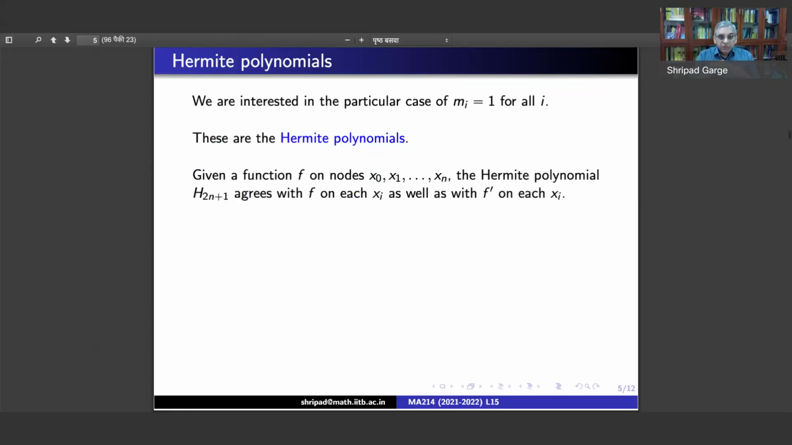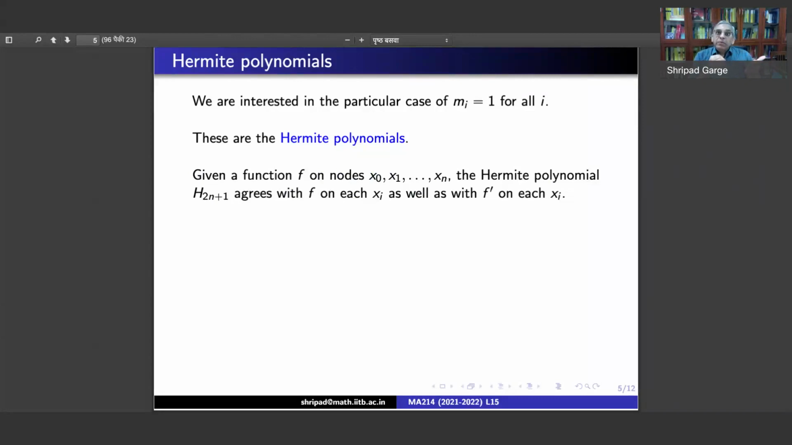So what we are going to get is that given any function f on these n plus 1 nodes, the Hermite polynomial H_{2n+1} agrees with our function on each xi as well as with f prime. So the derivative of the Hermite polynomial will agree with f prime on each xi. This is what we are going to do. The 2n plus 1 there says that the degree of the Hermite polynomial is at most 2n plus 1.